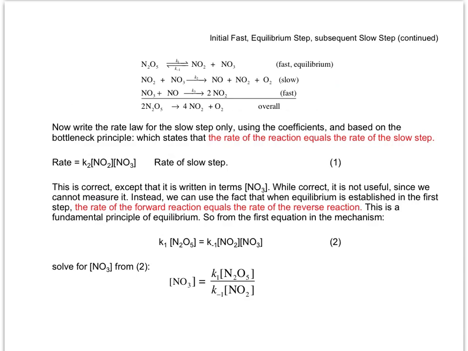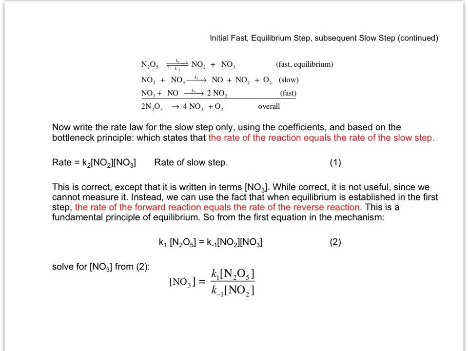So I repeated the mechanism, and what I just wrote down is what we've got right here. The rate of the slow step is equal to k2 times [NO2] times [NO3]. Right, this is correct, except that it's written in terms of NO3, and we know that NO3 is an intermediate. So it's correct to write the rate law the way we did, but the NO3 is not useful to us because we cannot measure the NO3 intermediate.